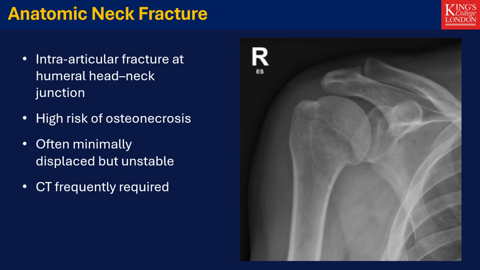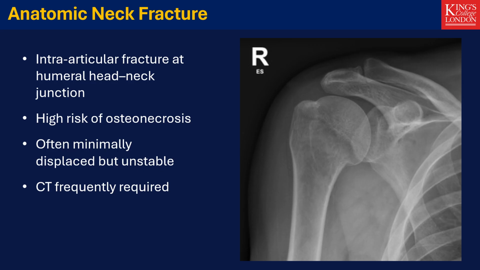Anatomic neck fractures occur at the articular margin, separating the humeral head from the tuberosities and the shaft. Unlike surgical neck fractures, these directly threaten the humeral head blood supply, particularly the ascending branch of the anterior circumflex humeral artery. That is why the risk of osteonecrosis is substantially higher. On AP projection, the fracture may be subtle. Look carefully for a thin cortical break or step-off along the articular margin. Loss of the smooth subchondral arc is often the only clue.